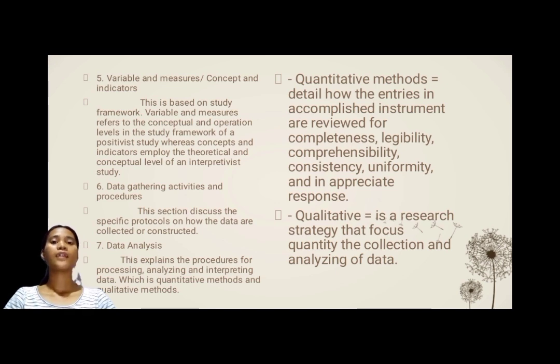Number 6, data gathering activities and procedures. This section discusses the specific protocols on how the data are collected or constructed. For example, the budget and timeline. For the budget, we can cite our funding source and responsibilities for transparency purposes.